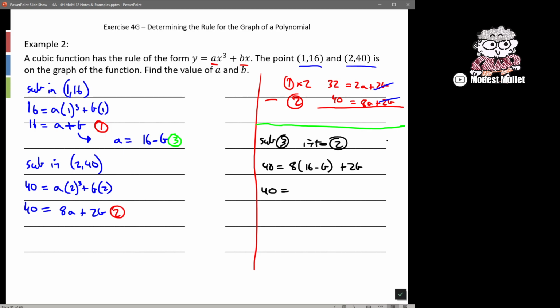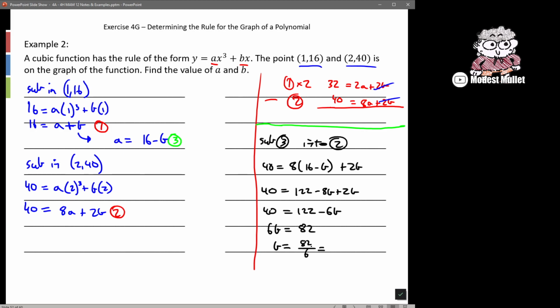Oh, work brain. 42, so 80 plus 42 is 122. Take away 8b plus 2b, I get 40b is equal to 122. Take away 6b. Get 6b is equal to 122 take away 40, which is 82. So b is equal to 82 on 6.